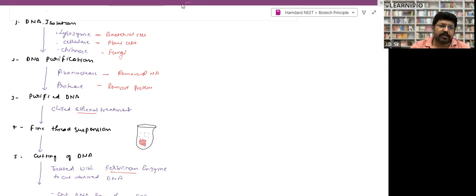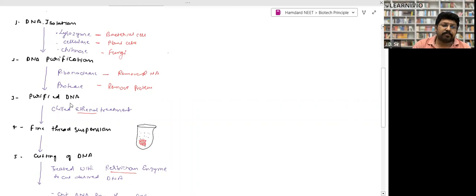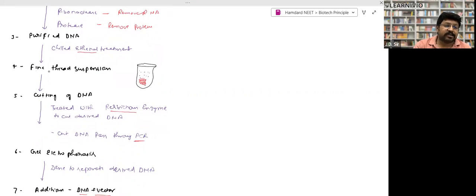After treatment with the ribonucleases and proteases, now we have got the purified DNA. Further, this purified DNA is treated with chilled ethanol, right? Why are we treating with the chilled ethanol? Because at this time, we have to get the suspension of DNA. When we treat DNA with the chilled ethanol, you will get a fine suspension thread of DNA, like this way. DNA will settle down at the bottom, right? And you'll get the suspension.